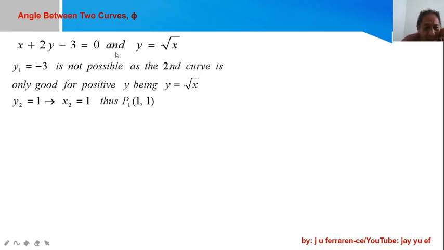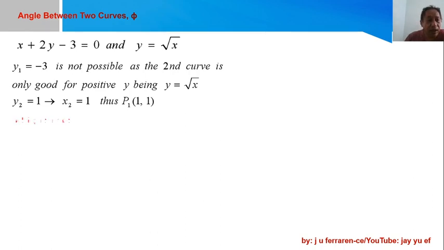So if y is equal to 1, I can substitute into the first or maybe the second. Okay, but I prefer to use the second because that is simpler. So when y is equal to 1, then x is also equal to 1. Now, after knowing the point of intersection, I can now proceed to finding the slopes, in order to use the formula for the angle between two curves later.